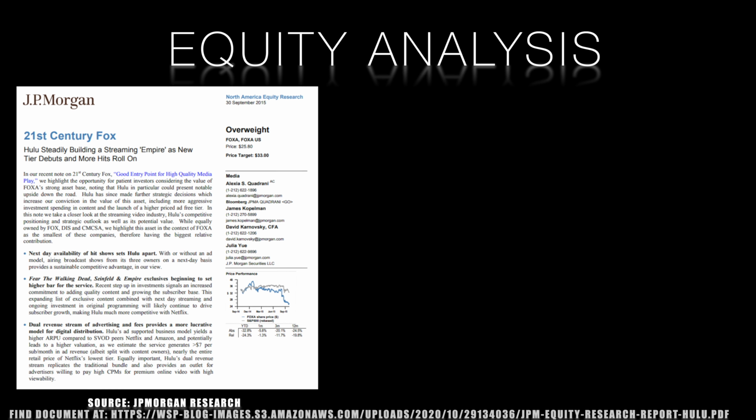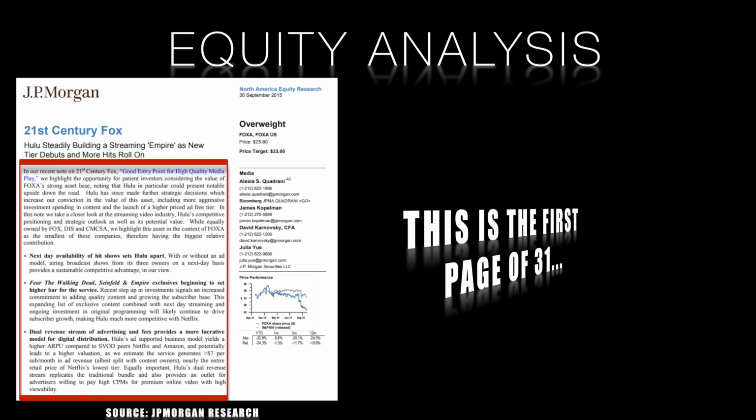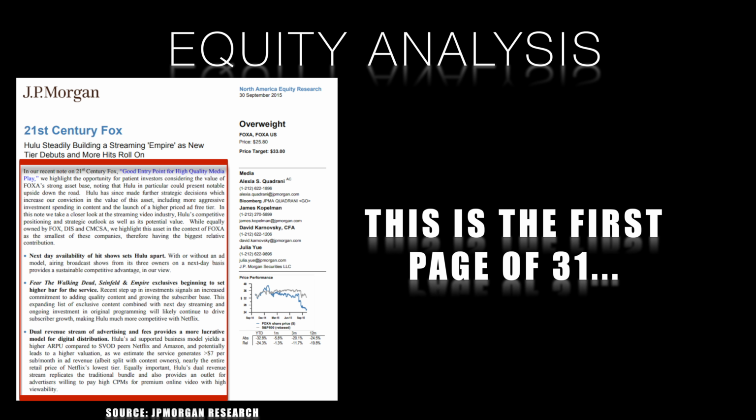Here's an example of the front page of an equity research report from the investment bank JP Morgan. This is covering the company 20th Century Fox, a media company. On this page, you'll see the name of the firm, a recommendation, along with a price target, a stock performance chart, and some pros, justifying the recommendation of the stock. This particular research note is 31 pages long, full of value-added content for JP Morgan's clients.